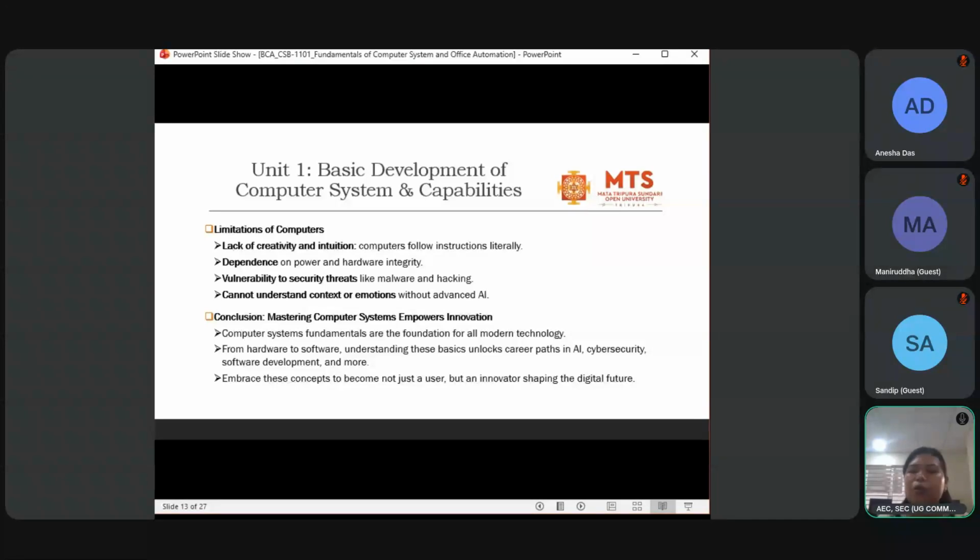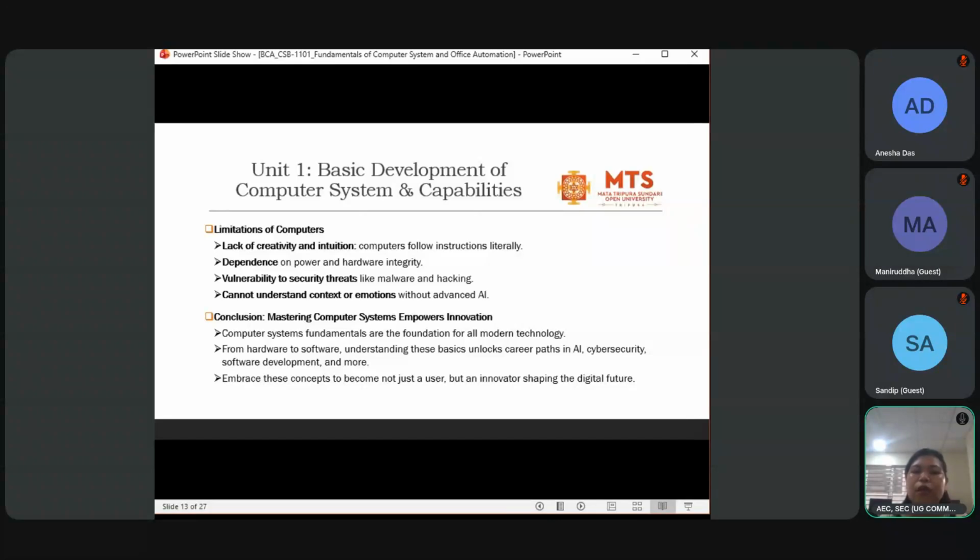Vulnerability to security threats like malware and hacking, isn't it? Those systems are vulnerable to security threats and cannot understand context or emotion. They understand binary, 0 or 1 only. Unlike us, we talk word to word. Like we are discussing the lecture word to word, slide to slide, but with emotions, because as a faculty I want every student to understand the basics of computer science. But a computer system won't understand any emotions. It will just do whatever task we give, based on the command.